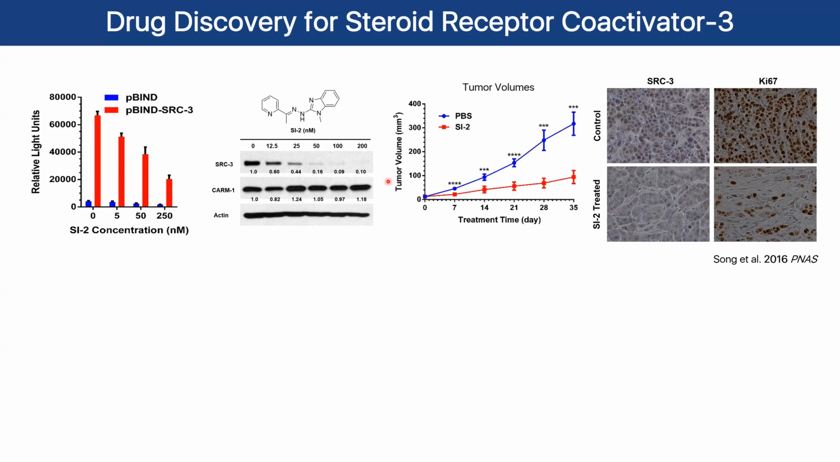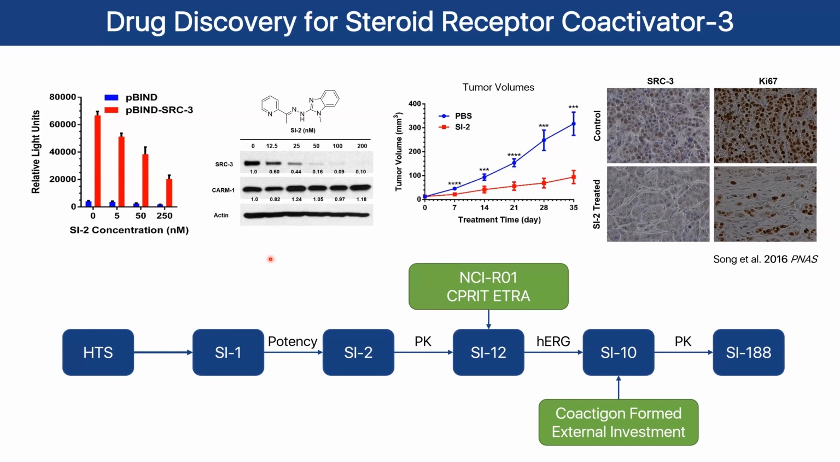And also, we validated the in vivo efficacy. This is a triple negative breast cancer model for 68, and we can inhibit the tumor growth, and we can also inhibit SRC3 in the tumor, as shown here, and also the proliferation. That's all published a long time ago. Essentially for this project, O'Malley's group started from high-throughput screening, found this ISI-1, and then we came in to look at this, increase the potency and develop ISI-2.